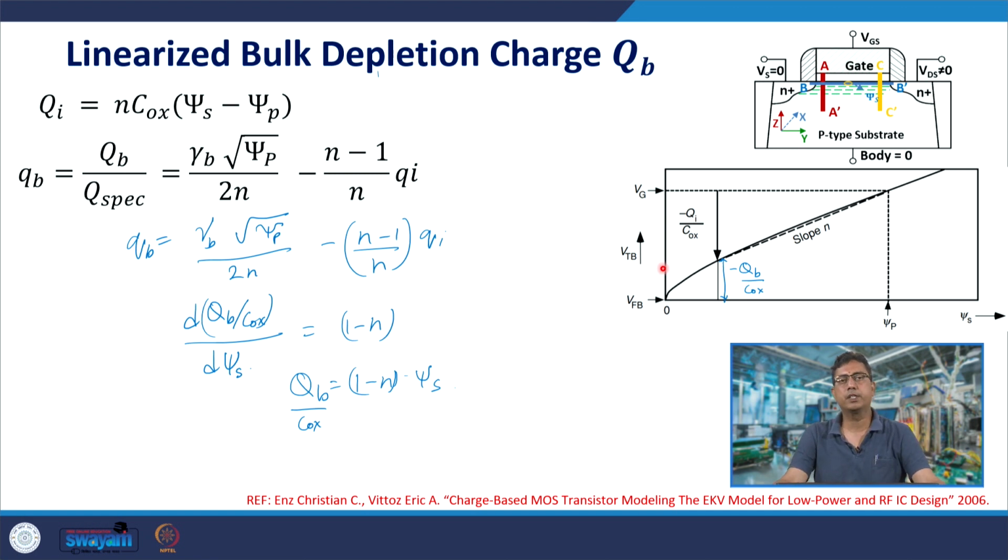Today we have discussed a linearized expression of inversion charge and surface potential. We have seen strong inversion and weak inversion approximations, and we have also seen the expression which relates the inversion charge and local channel potential in moderate inversion. We have also seen the linearized depletion charge expression, how the depletion charge relates to the surface potential, and a normalized version of that expression.